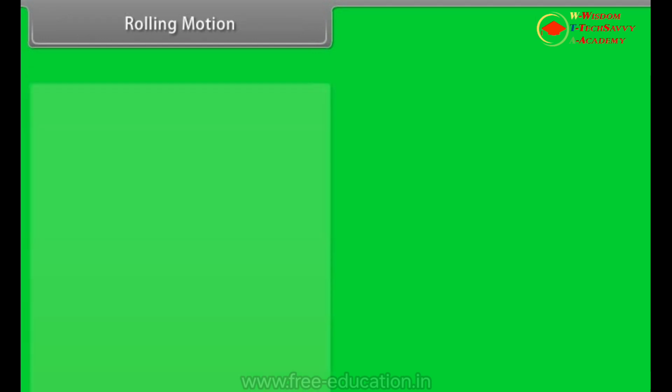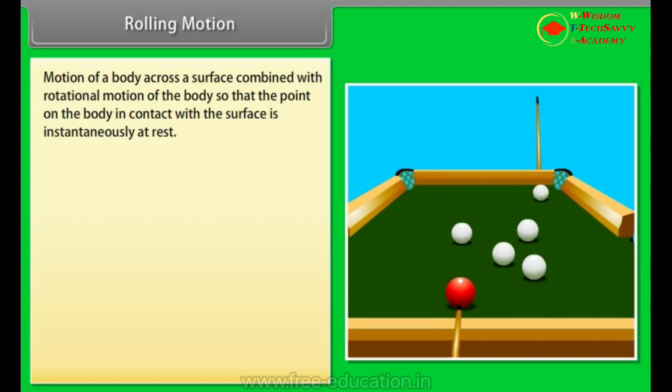Rolling motion. Motion of a body across a surface combined with rotational motion of the body so that the point on the body in contact with the surface is instantaneously at rest.